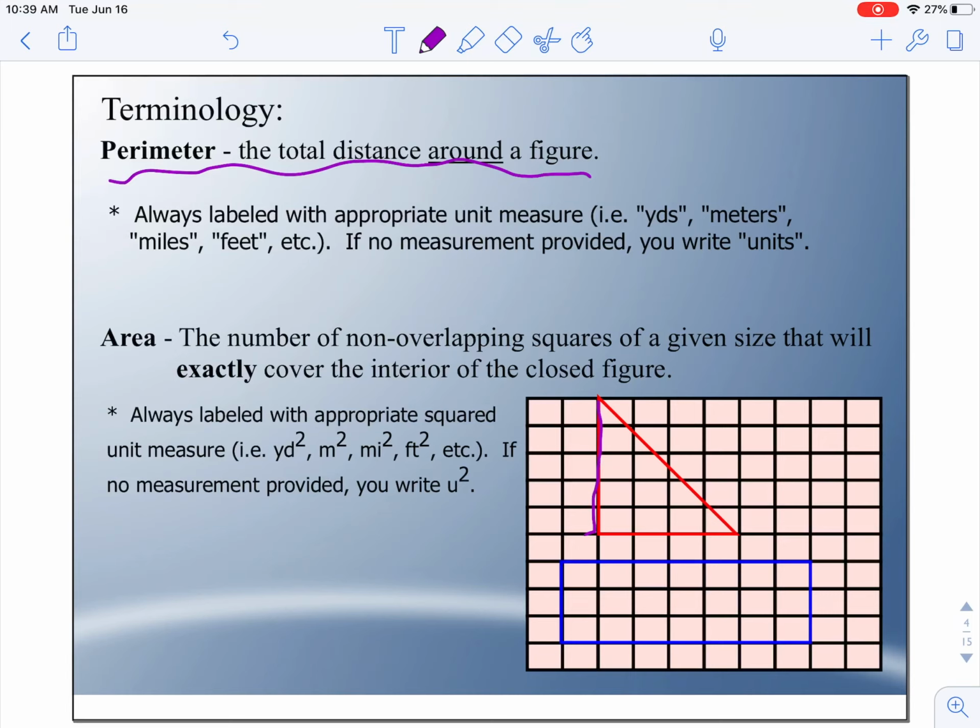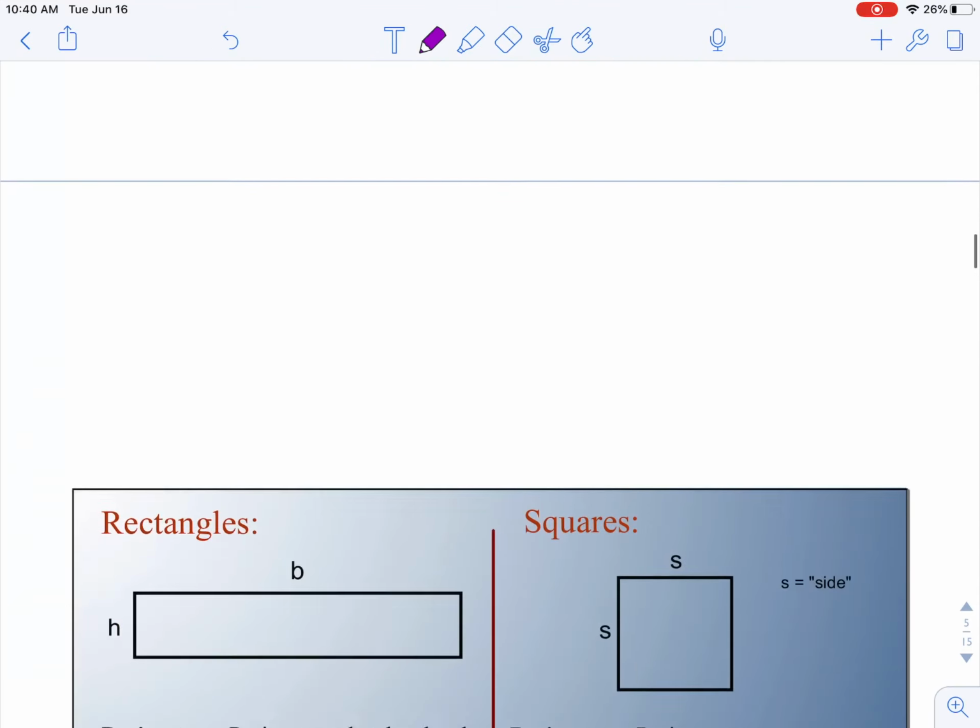Area, on the other hand, is the number of non-overlapping squares of a given side that will exactly cover the interior of the closed figure. So if you look at these, these are the squares that are on the interior of the figure, and we want to know how many are inside there. Well, if it's a rectangle and it's drawn on a grid, it's super easy. But we have other ways to find that, and you've used these formulas before. Area is always labeled with units squared, whatever it is.